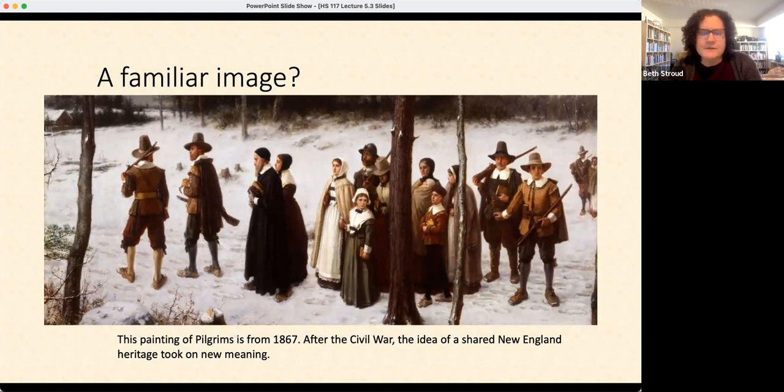1867, because after the Civil War, the idea of a shared New England heritage of the United States took on new meaning and significance in an effort to reunify the country. The public memory that we have of early English settlers, early European settlers, doesn't always match up with reality.